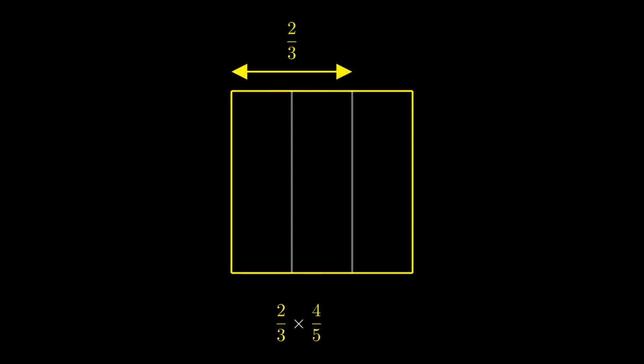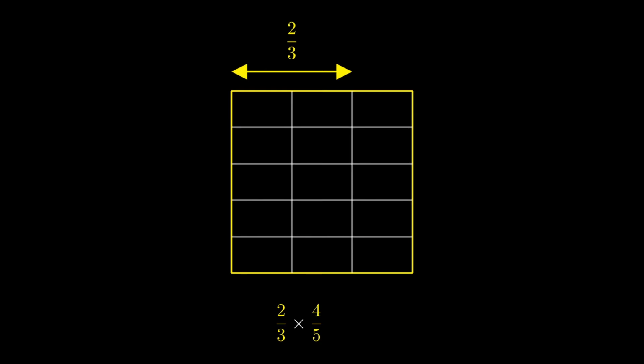Okay, so let's say we take 2/3 times 4 out of 5. We'll tackle the 2/3 first. What does that mean? It means in one dimension we want to chop it up into 3 slices, and along the top there we will take 2 out of those 3 slices. What does 4 out of 5 mean? Well, it means we can chop the other dimension into 5 slices, and now we take 4 out of those 5.